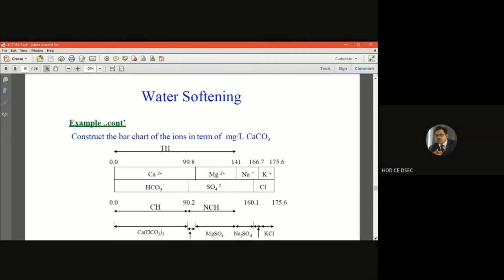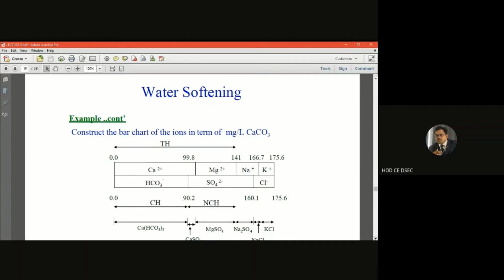Now we can prepare the bar chart also, as we have been asked to draw the bar chart. So what is that bar chart? You see, the total bar chart has been prepared considering total ions, positive ions and negative ions, that is the cations and anions, considering 175.6. So the extent of the bar chart is from 0.0 to 175.6, you see from the screen.